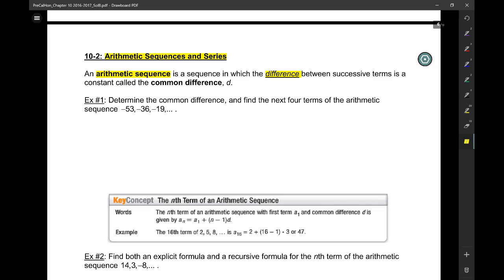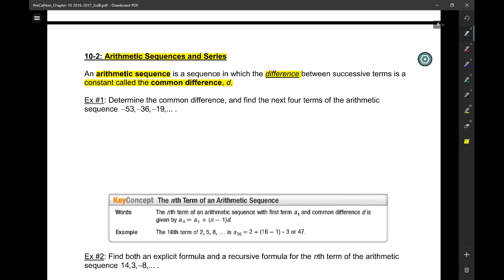That difference is called the common difference, and we call it D. Okay? Now, I know you're going to ask, what are you talking about? So let's just do this first one. Determine the common difference and find the next four terms of the arithmetic sequence.